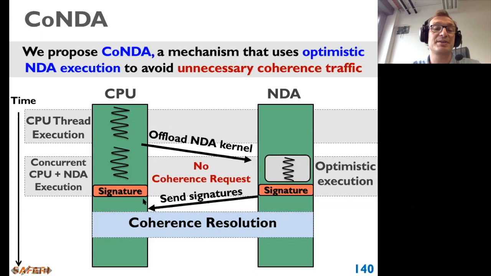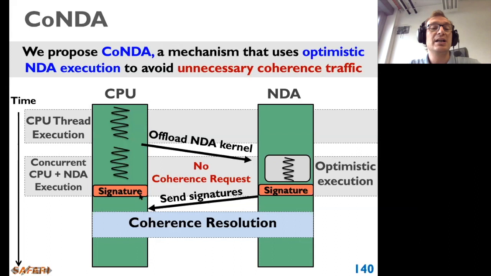And of course, signatures should not be very large, right? So this work takes a lot of care to use Bloom filters. If you remember Bloom filters, we use Bloom filters again to minimize the size of the signature such that we don't communicate a lot on the off-chip memory bus, right? That's the idea. And then if you size your signatures well, you resolve the coherence by comparing the signatures.